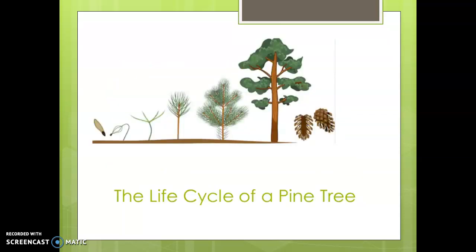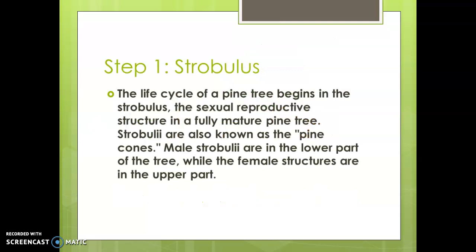The life cycle of a pine tree. Step 1. Strobulus. The life cycle of a pine tree begins in the strobulus, the sexual reproductive structure in a fully mature pine tree. Strobili are also known as the pine cones. Male strobili are in the lower part of the tree, while the female structures are in the upper part.